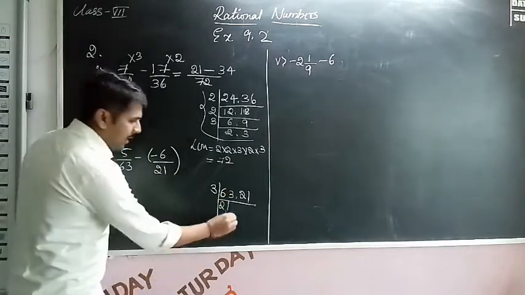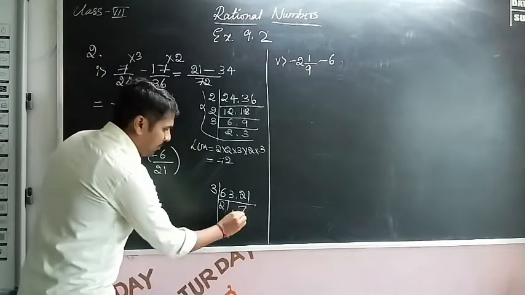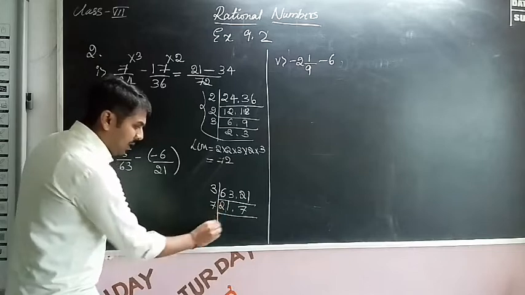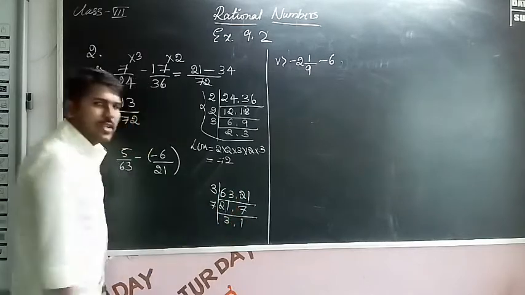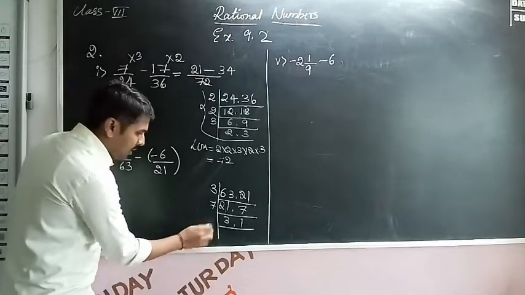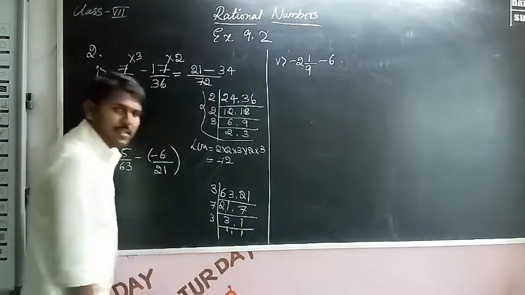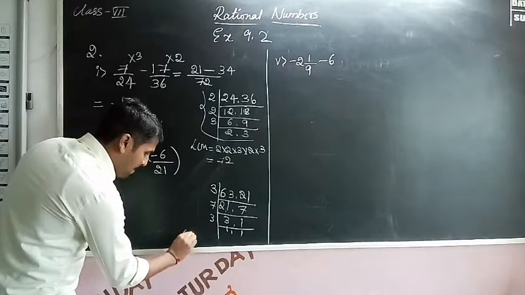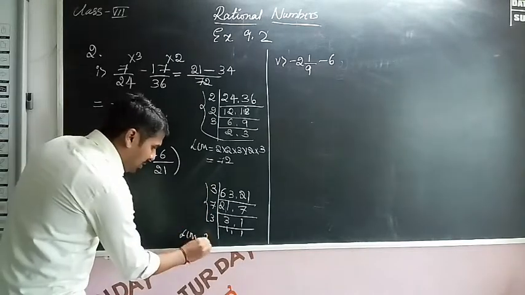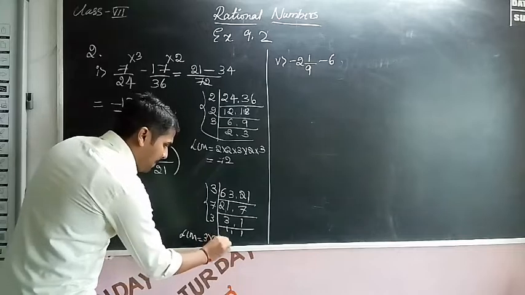21 3s are 63. 3 7s are... So again, the common factor is there. Yes, that is 7. 7 3s are, 7 1s are. Next, 3 is there, so take it 3. 3 ones are 1 as it is. So the LCM is the multiplication of these three factors, 3 into 7 into 3.